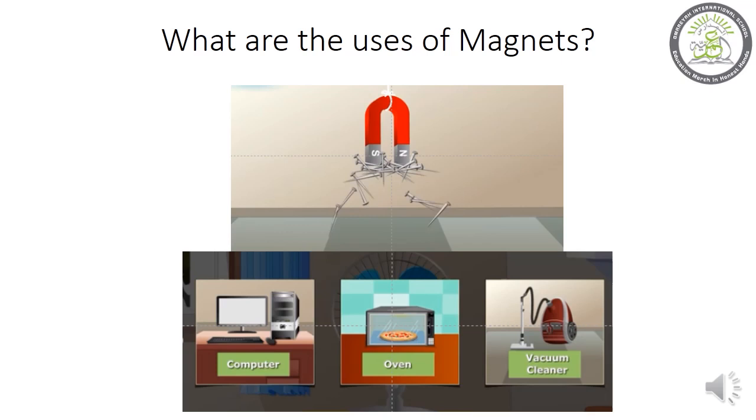So, what are the uses of magnets? Who can tell me now? It can be used in computers, in ovens, in vacuum cleaners, and in fans at home, to stick things and hold things together.